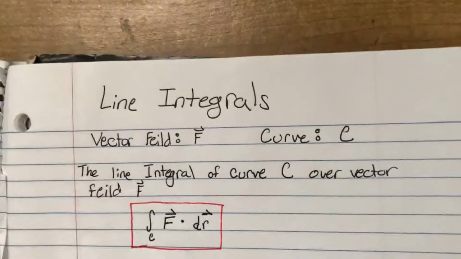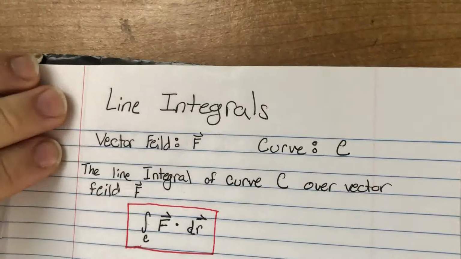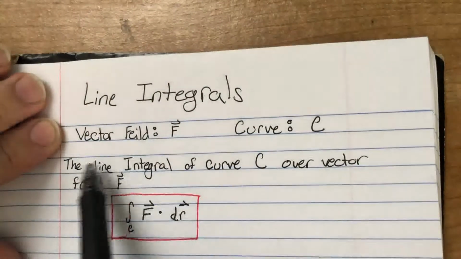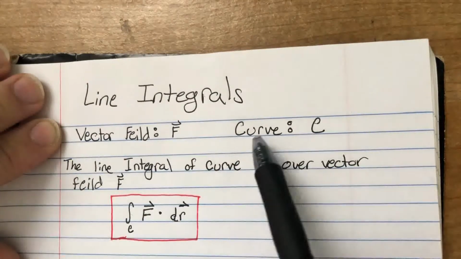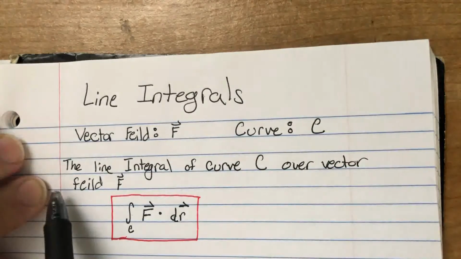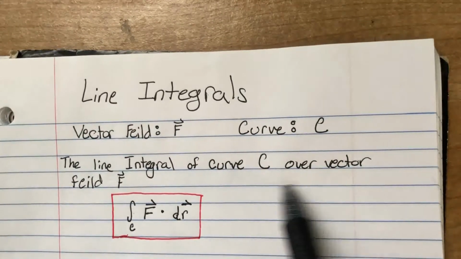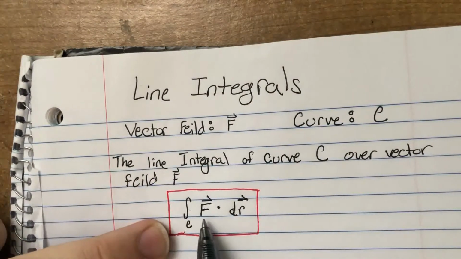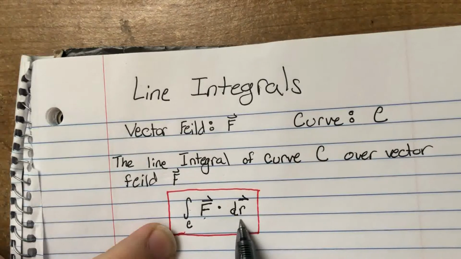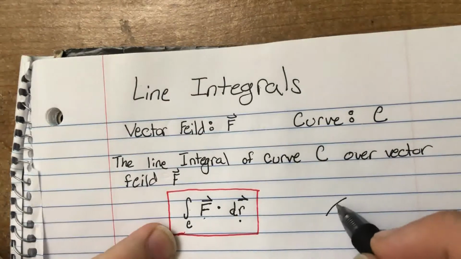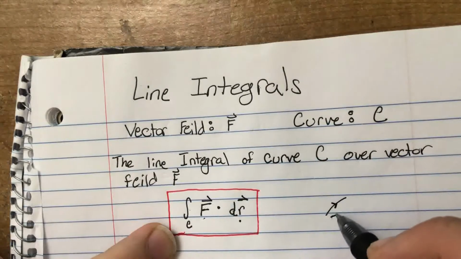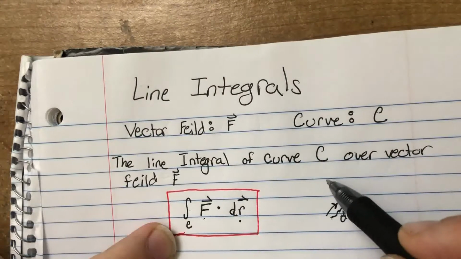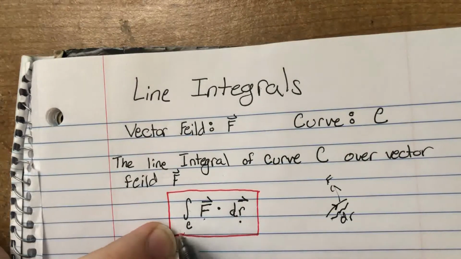In this video, I will be going over line integrals and how to evaluate them over a vector field. So let's say we have a vector field labeled f and a curve labeled c. The line integral of c over the vector field f is defined as the dot product of f and the dr, which is the tiny amount of change in the curve, and you do that over the curve.